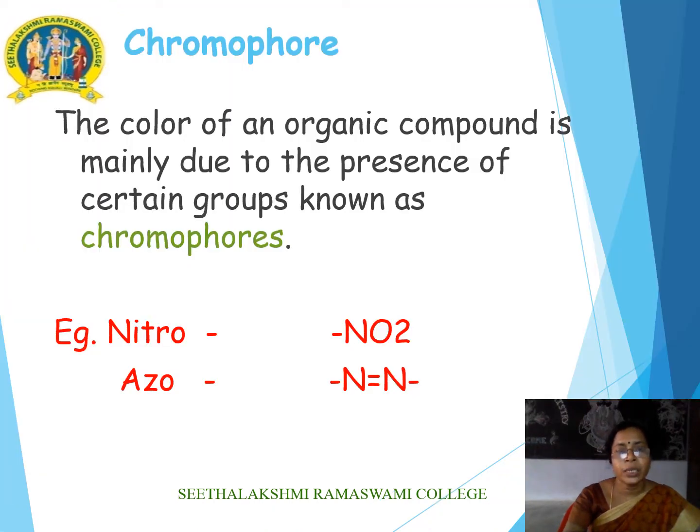Next, let us see what is a chromophore. The color of an organic compound is mainly due to the presence of certain groups known as chromophores. Some of the chromophoric examples: nitro, azo.